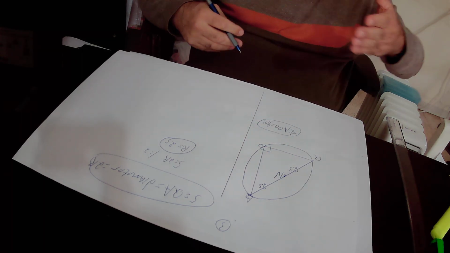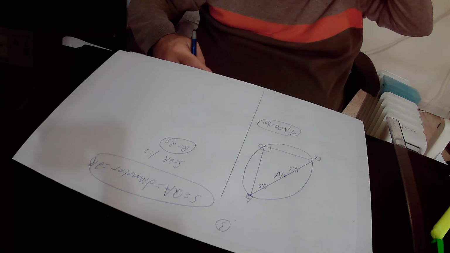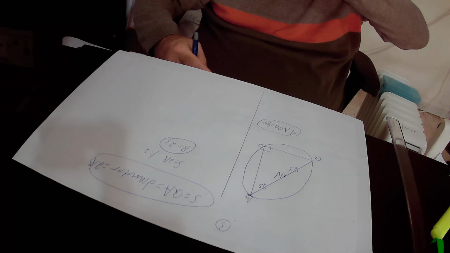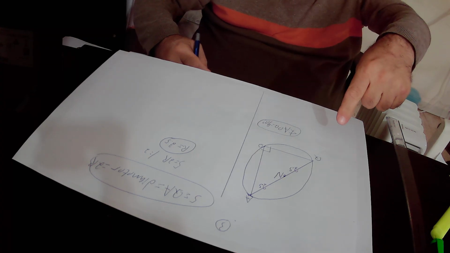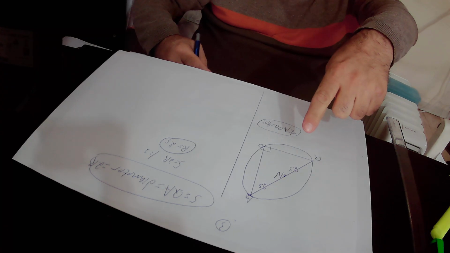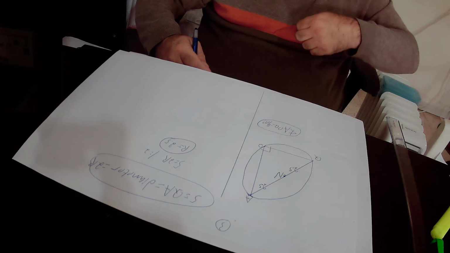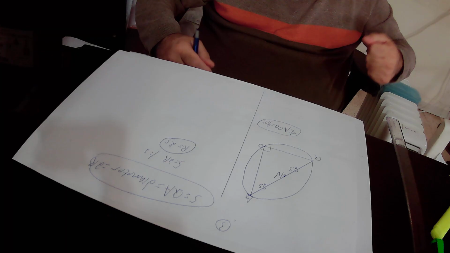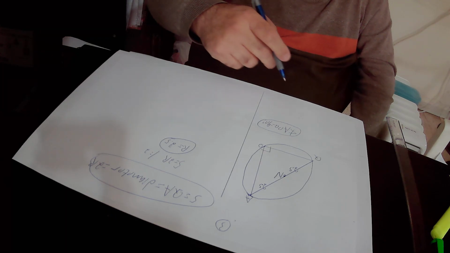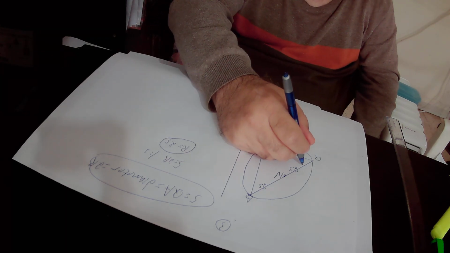We actually found out that QA is the diameter of the circle. On QA, that is the diameter of the circle, we have line segment QN that is equal to 2.5. But the radius also equals 2.5. Therefore, QN must be the radius of the circle.